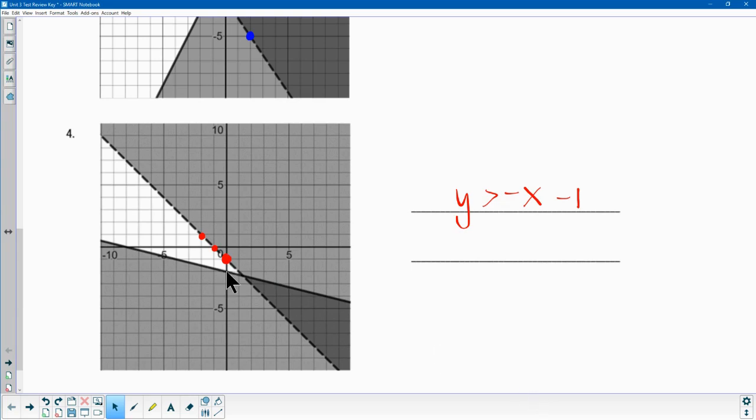With my second line, my y-intercept is negative 2. This time my slope is down 1 over 4. Down 1 over 4, so it's going to be negative 1/4. So I should have y equals negative 1/4 x minus 2, and I'm shading everything below this line. So I have y is less than or equal to negative 1/4 x minus 2.